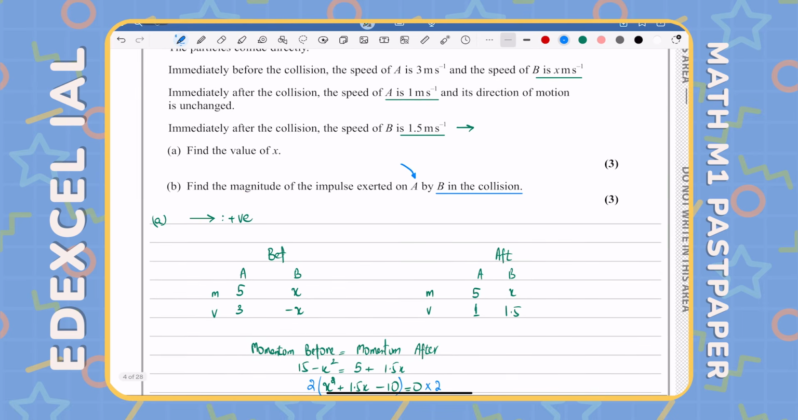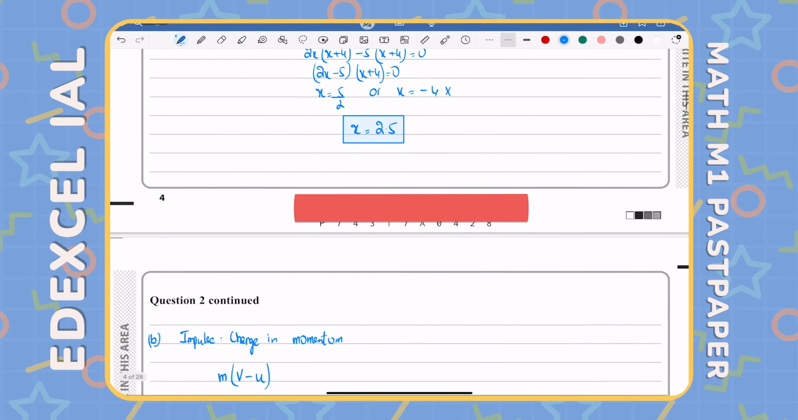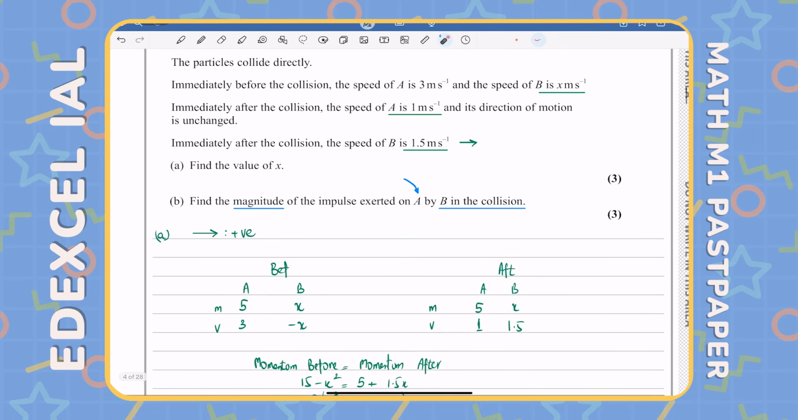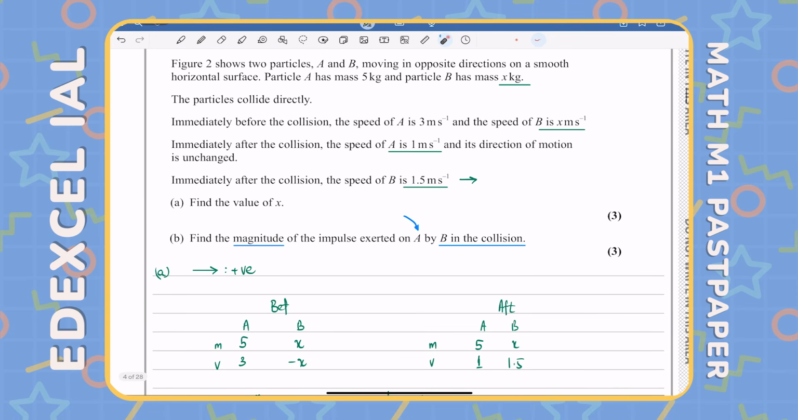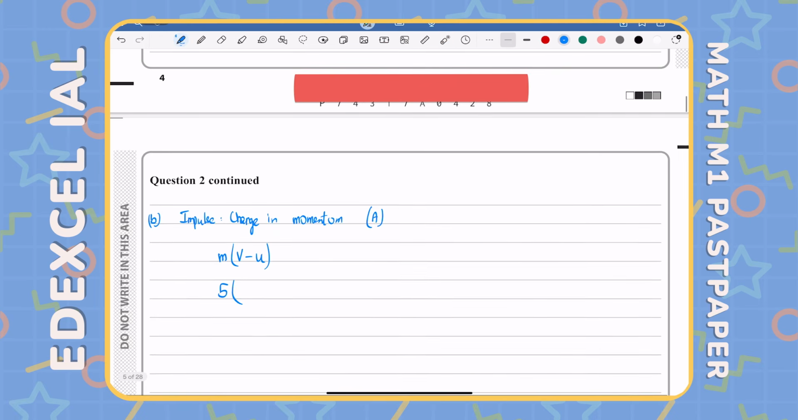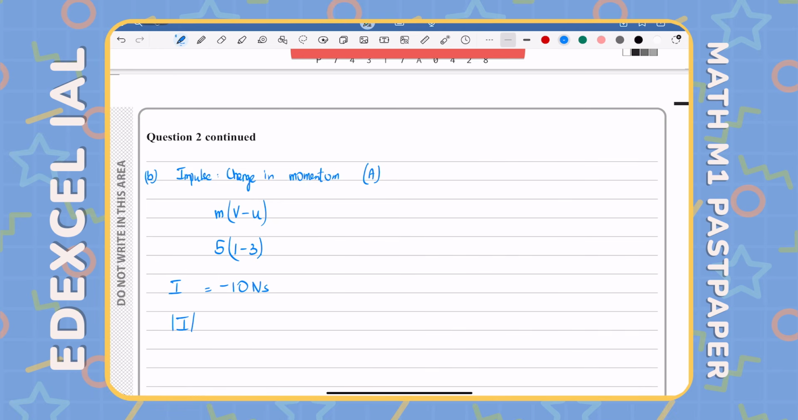Also do bear in mind that the question is only asking us for the magnitude. And we're talking about A here. So, what's the mass of A? 5. What was the velocity of A after collision? It was 1. And what was the velocity right before collision? It was 3. So that means final velocity is 1, initial velocity was 3. So 5 into -2, that's equal to -10 Newton seconds. This is the impulse, but since the question is asking us for the magnitude of the impulse, that would simply be equal to 10 Newton seconds, and that is the answer to part B.